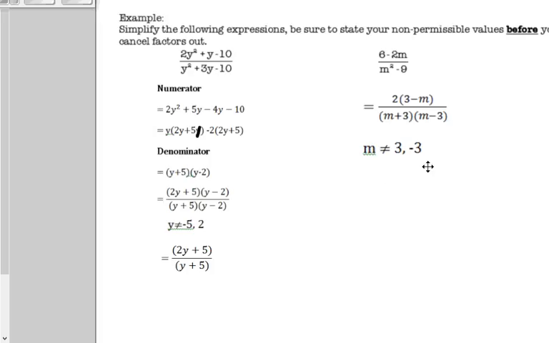Next step is to state our restrictions. m plus 3 cannot equal 0. m minus 3 cannot equal 0. When we set those up, we find that m cannot equal 3 or negative 3.